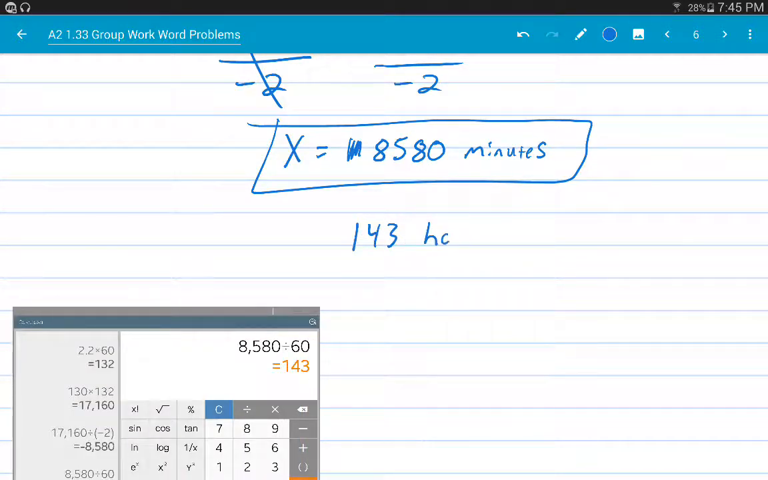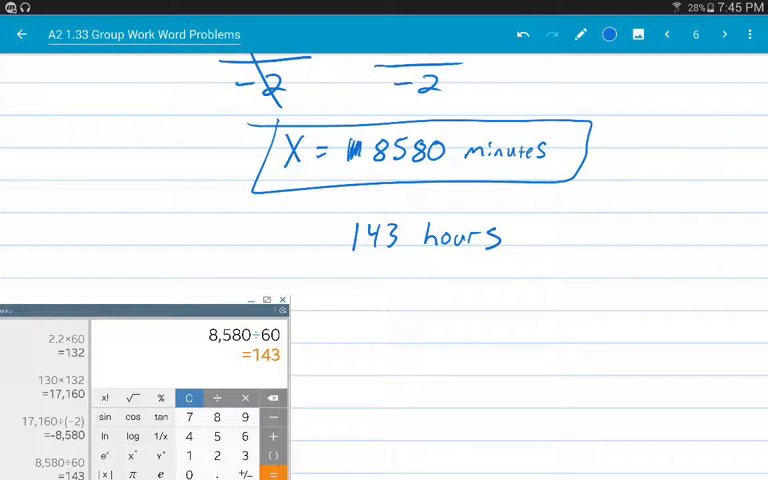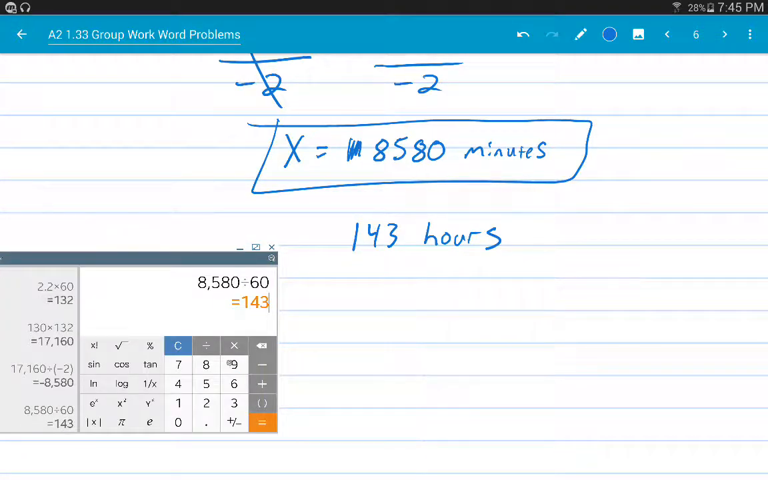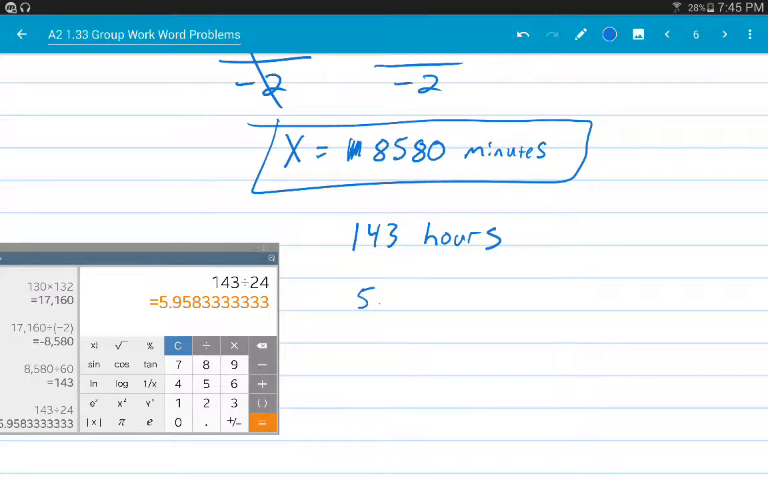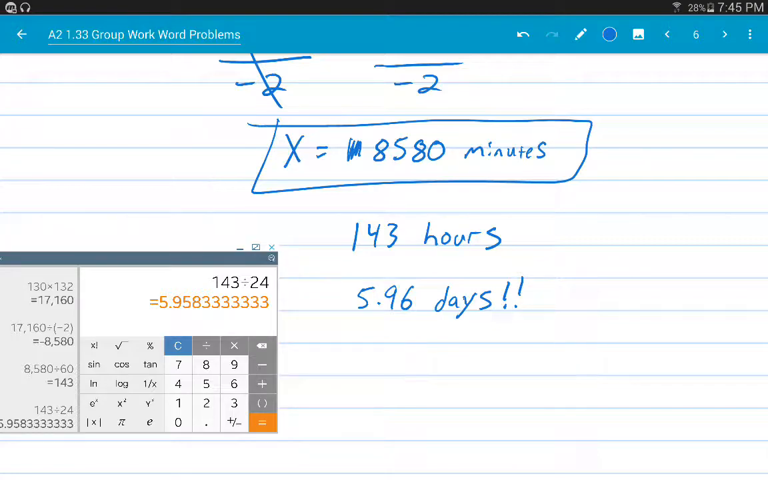You're not responsible for converting this. I'm just doing it so you can get a handle on how big this number is. 143 hours. Let's think about how many days that is. 143 divided by 24 is almost 6 days, 5.95 or 5.96 days. That'd be a very long time.